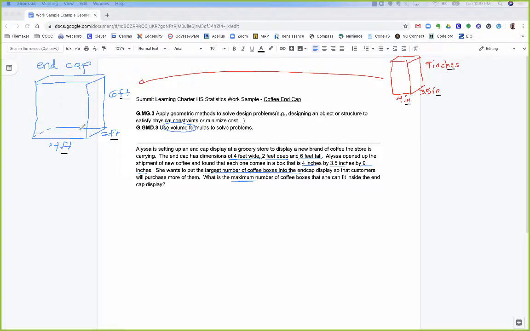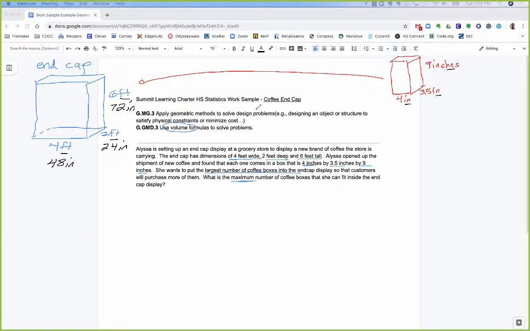It's easier to think about my end cap in terms of inches. So 12 inches in a foot. So 4 times 12 would be 48 inches. 2 times 12 would be 24 inches. And 6 times 12 is going to be 72 inches. So there's the dimensions of my end cap in terms of inches. So I've got that part consistent.